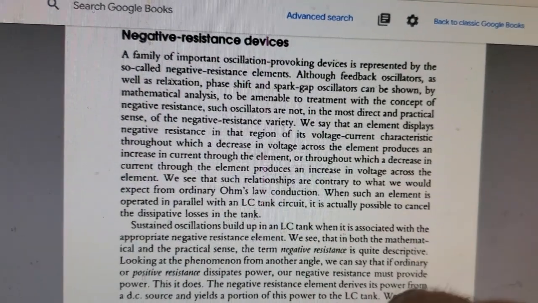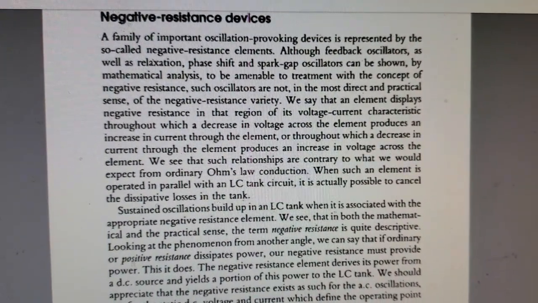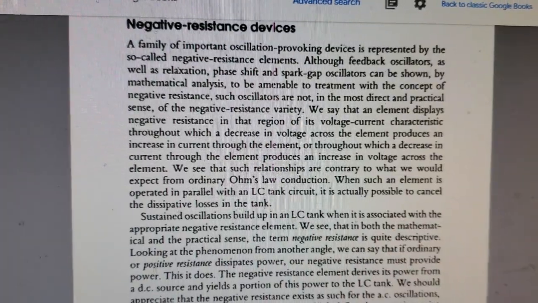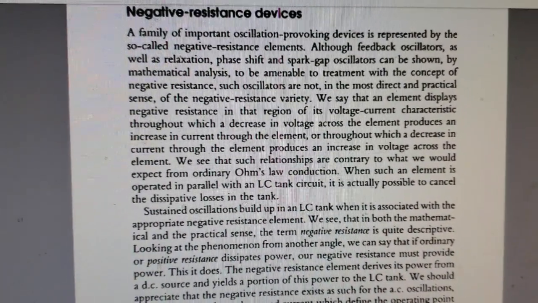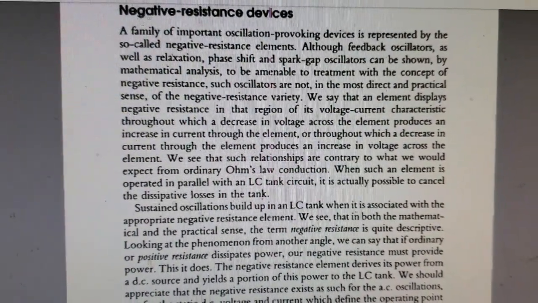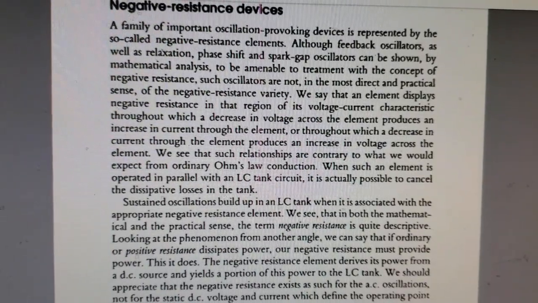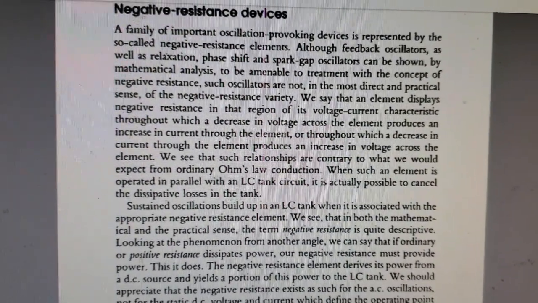A tunnel diode is a negative resistance element, and he's got a little write-up on a tunnel diode, so I haven't read it yet, but I want to wrap this up now to keep it short. But isn't that curious? Okay, bye y'all.